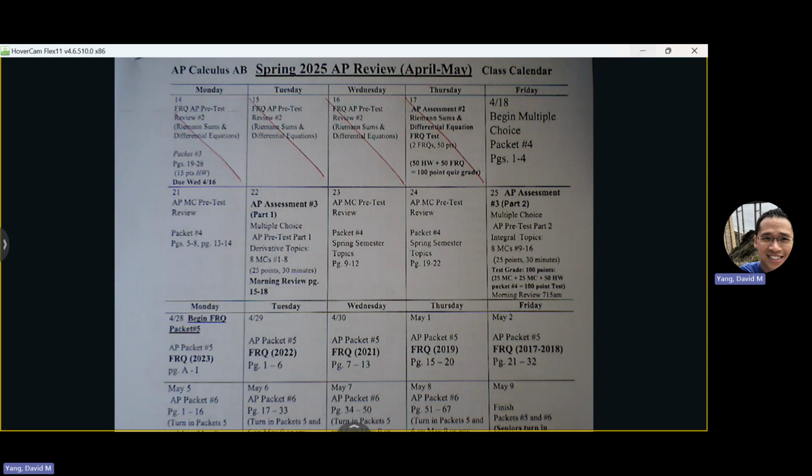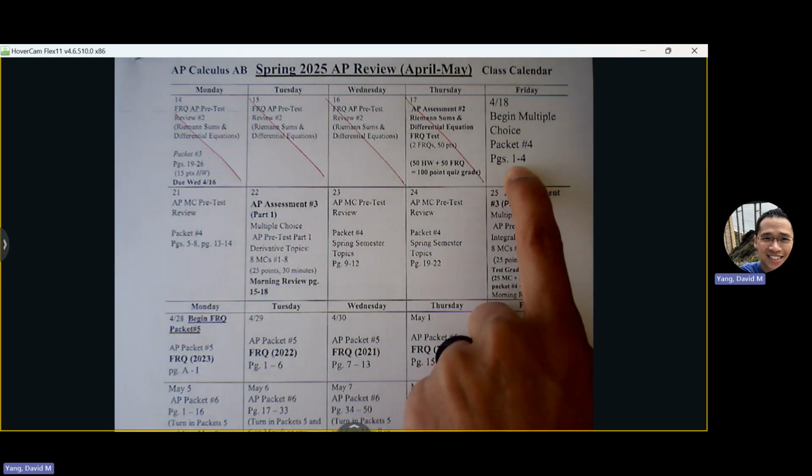Okay, so let me just go through our calendar. We're in our final stretch here. We're going to focus on the multiple choice portion of fall semester. So derivative topics today. We'll start with pages 1 through 4. I'll probably just pick out specific problems that I want to go over with you, and whatever we don't finish will be part of your homework.